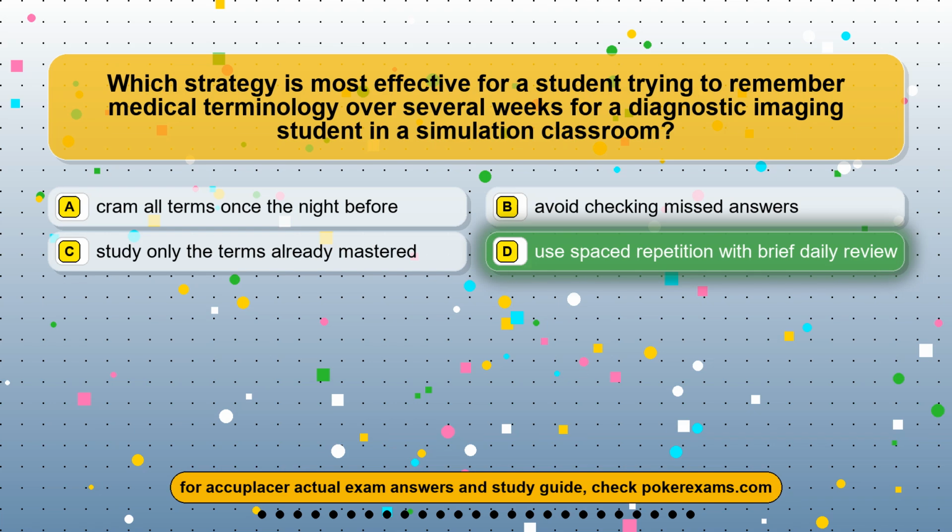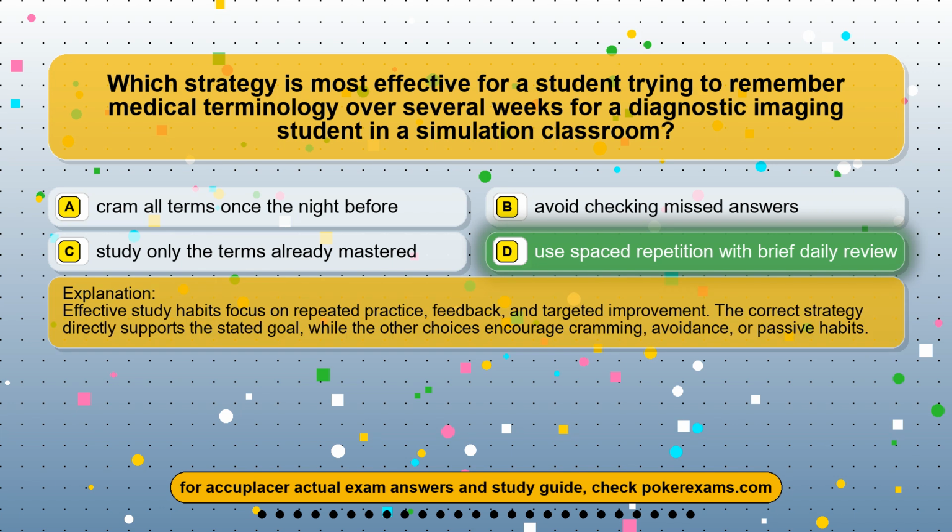The correct answer is option D. Use spaced repetition with brief daily review. Effective study habits focus on repeated practice, feedback, and targeted improvement. The correct strategy directly supports the stated goal, while the other choices encourage cramming, avoidance, or passive habits.